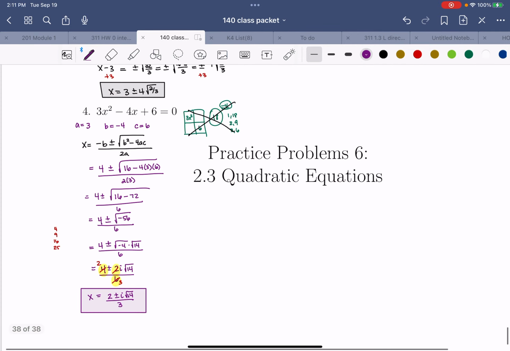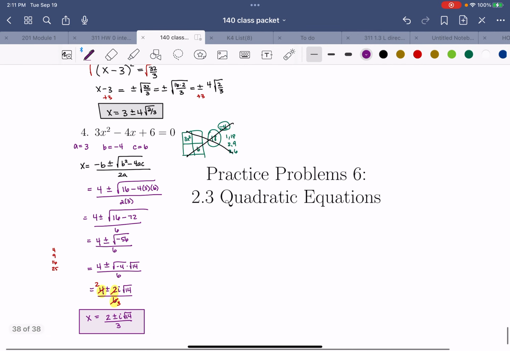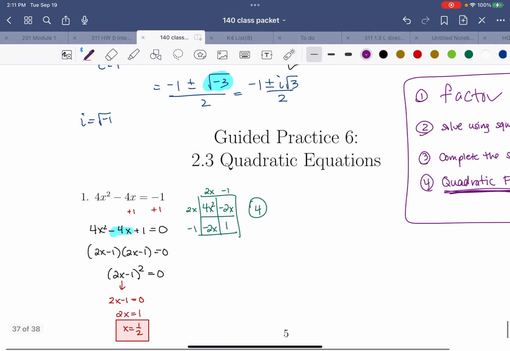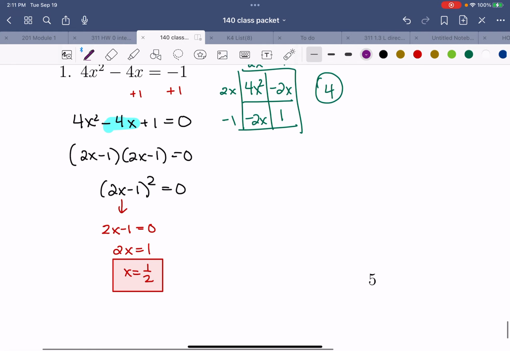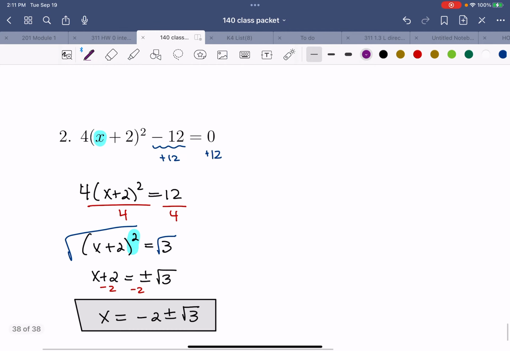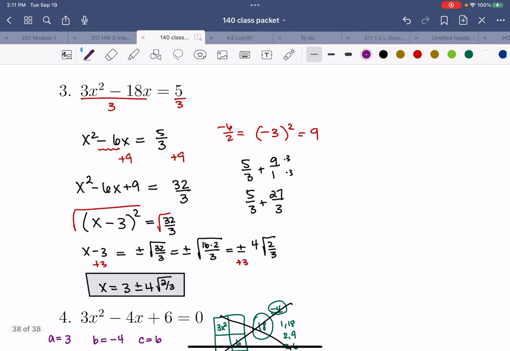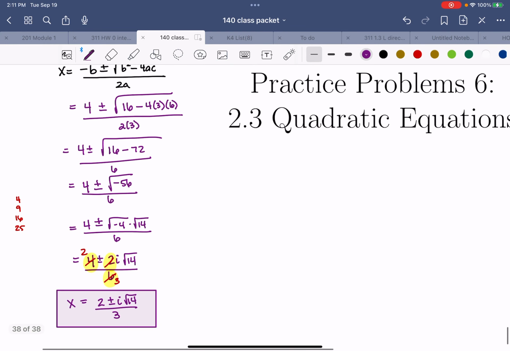Okay, so we've seen how you can get all the different things. Up here we had one real repeated root. In number 2, we had 2 distinct real roots, as we had distinct real roots in number 3. And in number 4, we had 2 imaginary roots. When we get into class, I'm going to bring copies of the practice problems for you, and we'll get started on those.